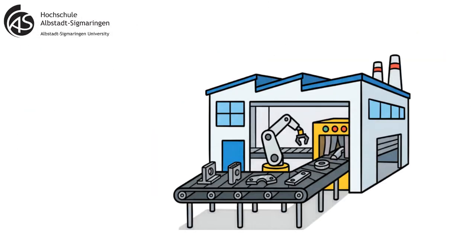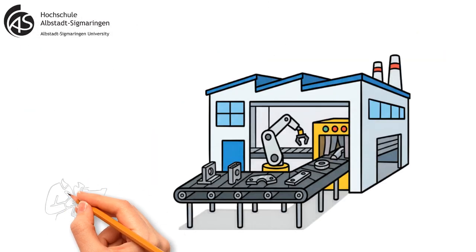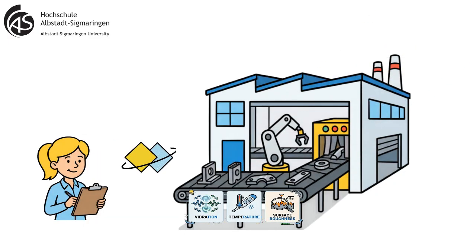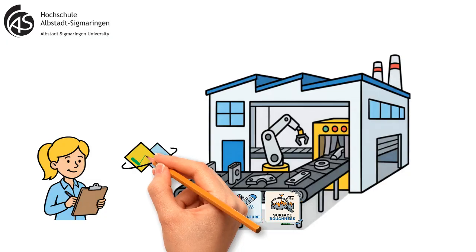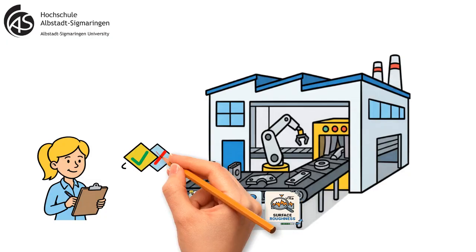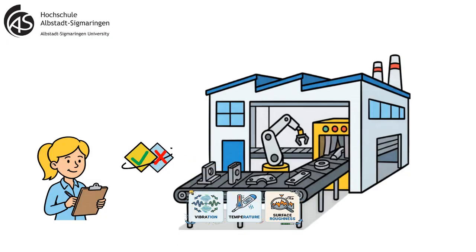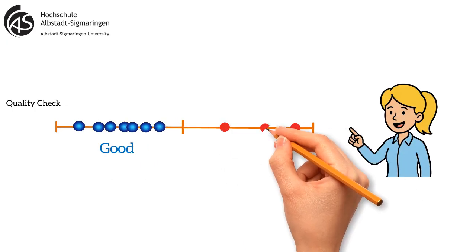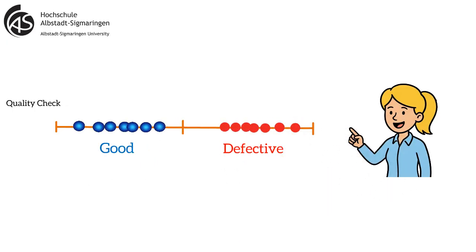Imagine a smart factory that produces high-precision metal parts for car brakes. Mia is a quality engineer in this factory. Her job is to decide whether each part is good or defective based on sensor readings like vibration, temperature, and surface roughness. At the beginning, the data looked clean. Most good parts were clearly on one side and most defective parts were on the other side. A simple straight line on a graph could separate the two groups.